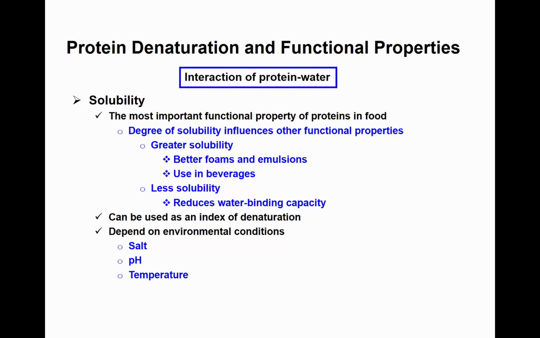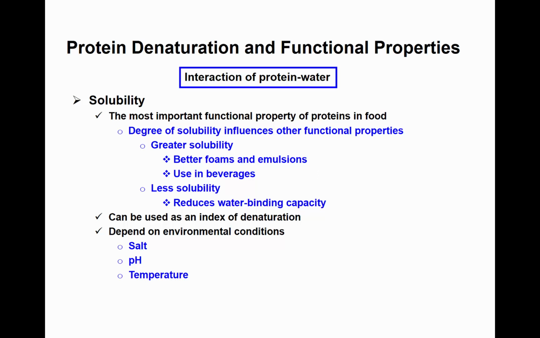Solubility. This is the most important functionality for protein, because if a protein is not soluble, it's not going to do anything for you. An example of a protein ingredient that will do nothing for you is corn protein. Industry is trying to produce an ingredient from corn to compete with soy protein. Good luck with that. Corn protein is more than 40% hydrophobic, so it will not be soluble in water. It will not function. It's going to be the worst protein ingredient ever.